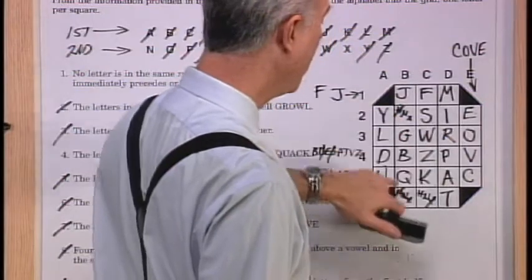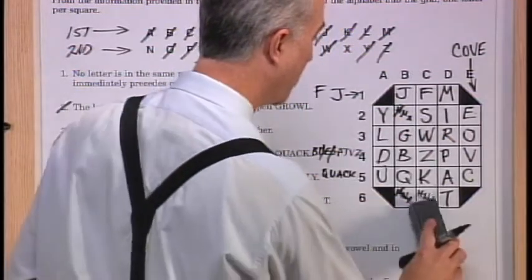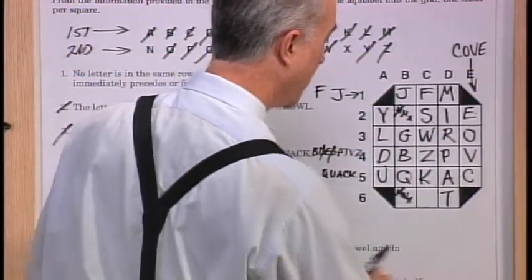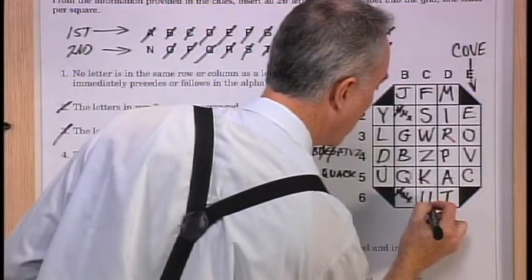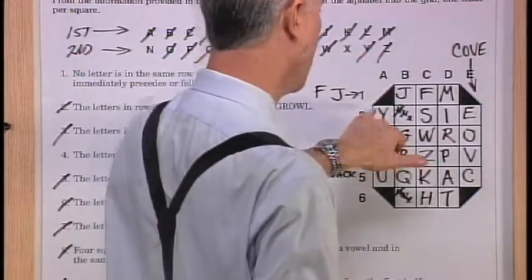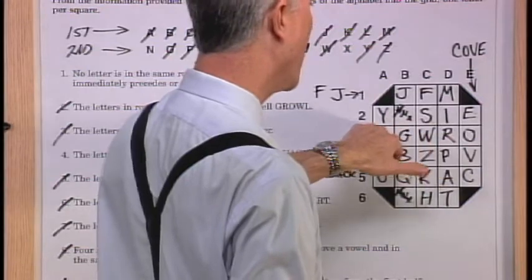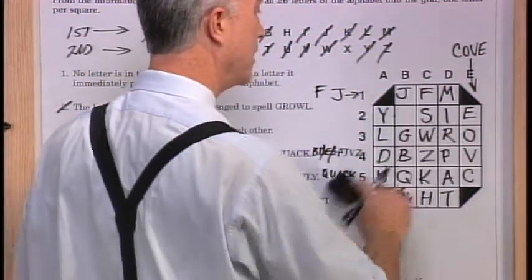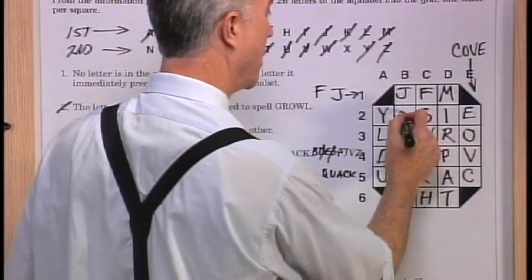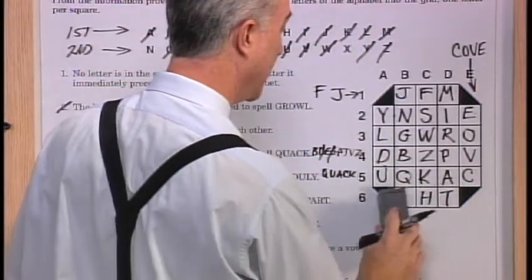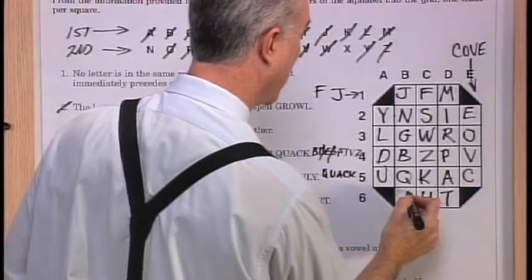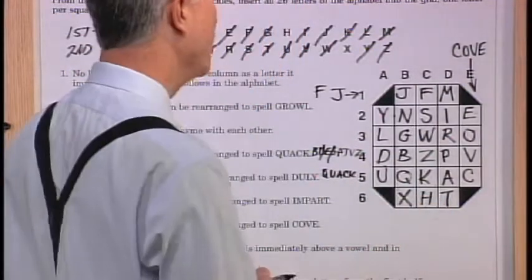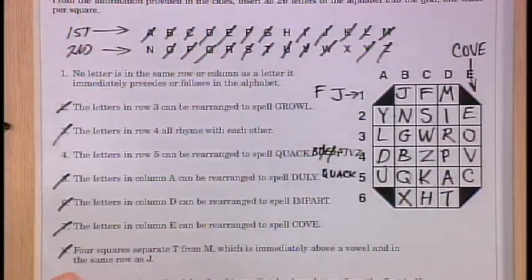Therefore, with H gone from here and H gone from here, that leaves H only for the center square on the bottom row. W, X, Y is the final connection here. We now know that this is going to be N because X and Y cannot be in the same row. That leaves X for our bottom square. And with that, we have completed our alpha grid.